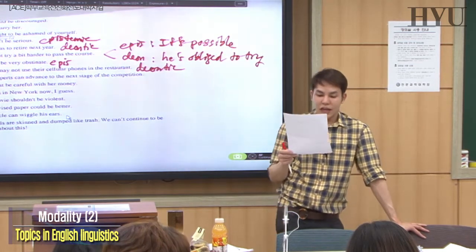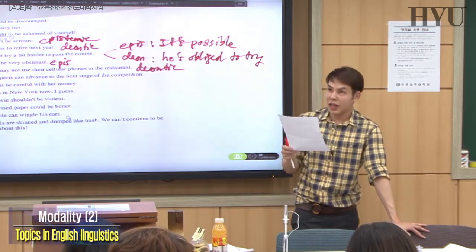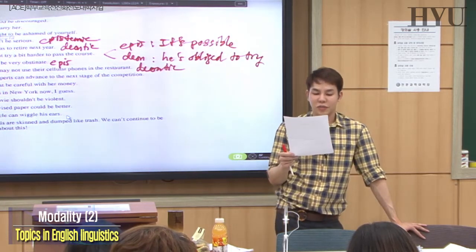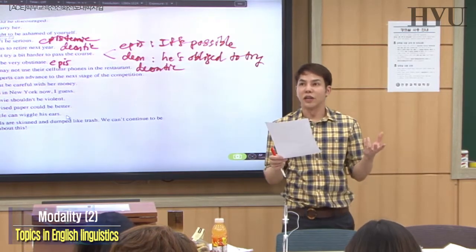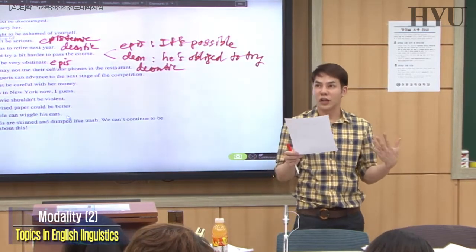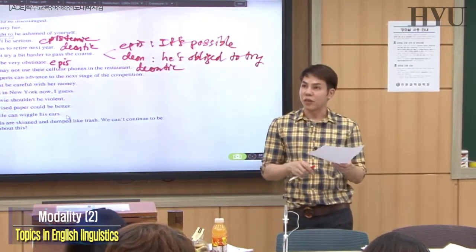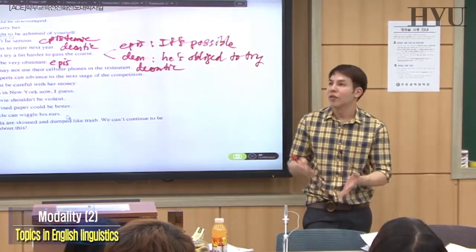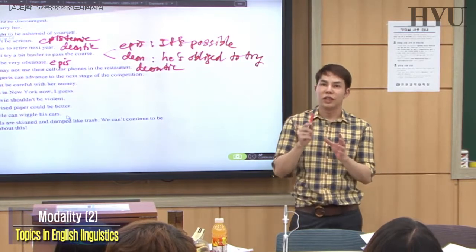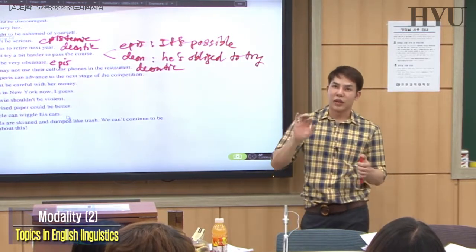Number X, animals are skinned and dumped like trash. We can't continue to be silent about this. In this case, it's like obligation, right? So it's deontic. We should not continue to be silent about this, okay? So now you can identify the meanings of each modal in appropriate context.